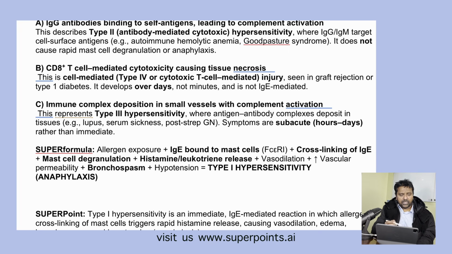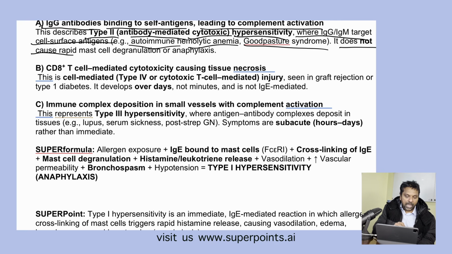Now, let us see the options. IgG antibodies binding to self-antigens leading to complement activation. So this describes type 2, all right, antibody-mediated cytotoxic hypersensitivity, where IgG and IgM target cell surface antigens: autoimmune hemolytic anemia, Goodpasture syndrome. It does not cause rapid mast cell degranulation or anaphylaxis.